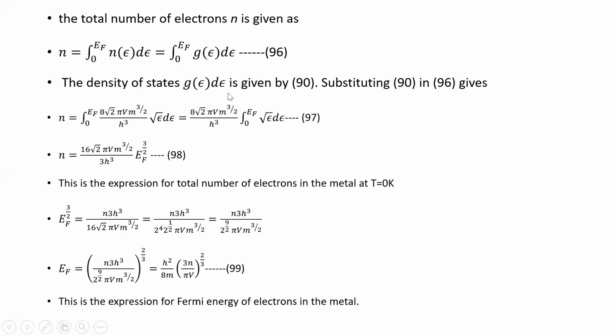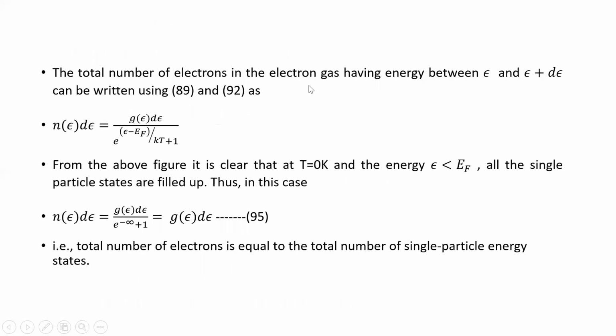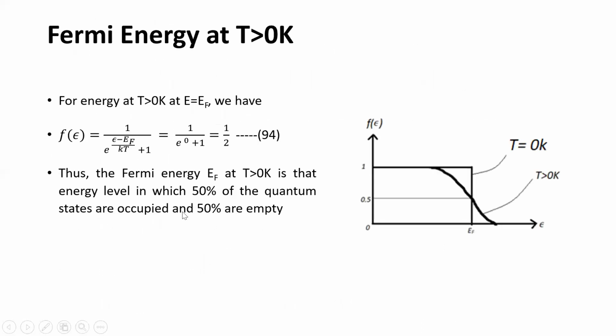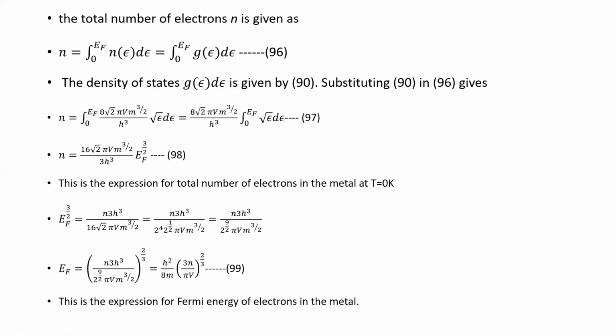So the expression for g(E) is given in equation 90 and the derivation is given in the appendix of the lecture notes. Substituting 90 in 96, we will get this expression. So for g(E), we substituted equation 90. Equation 90 is this one. This is the expression for g(E). So this expression is substituted here.